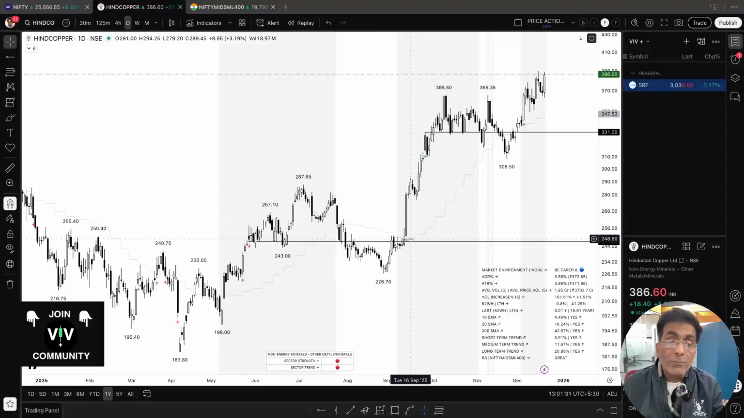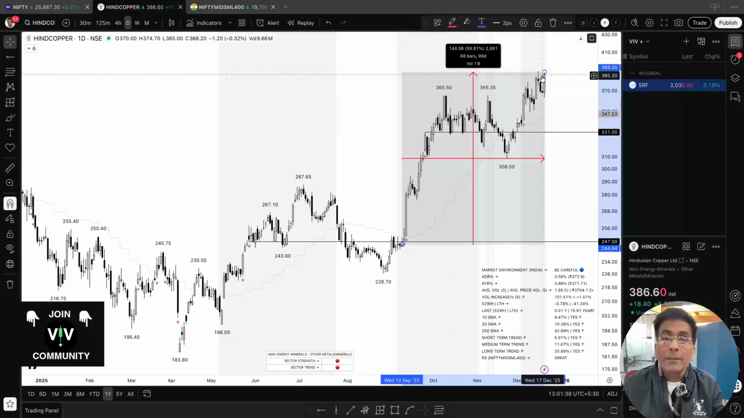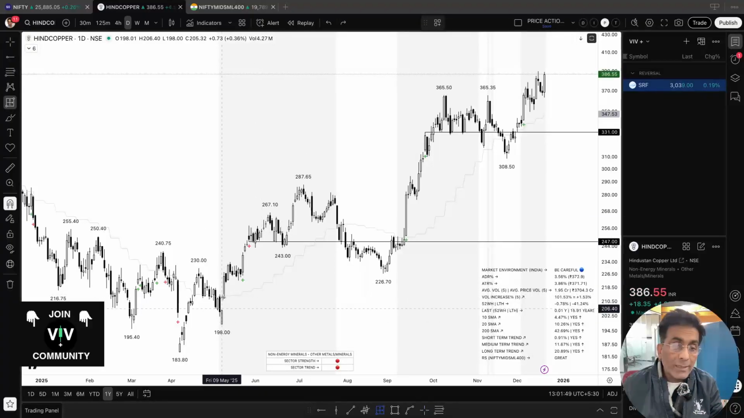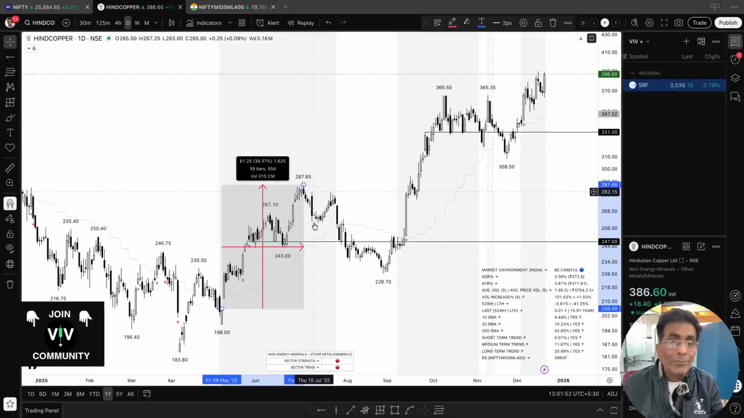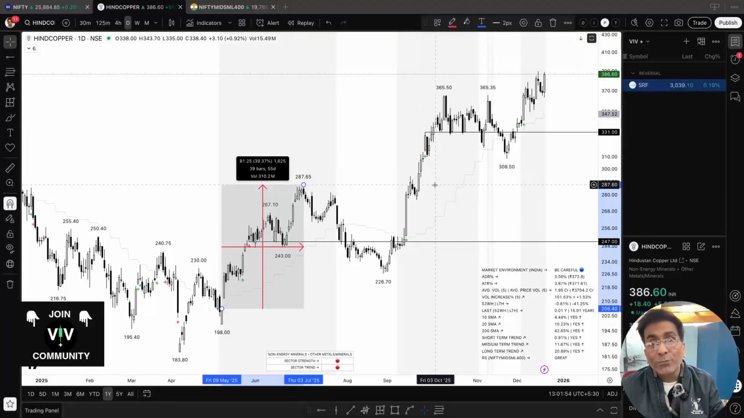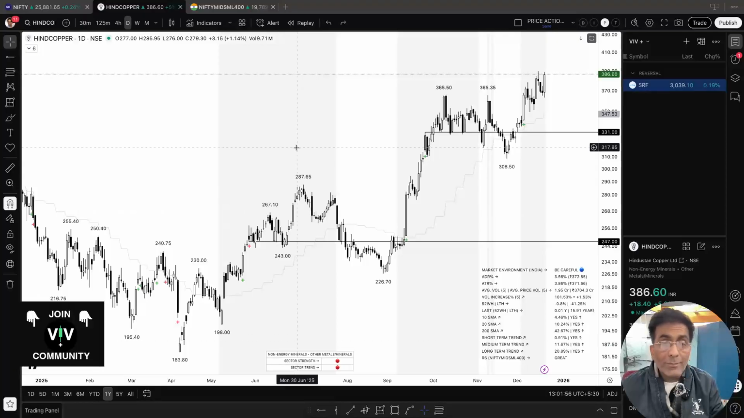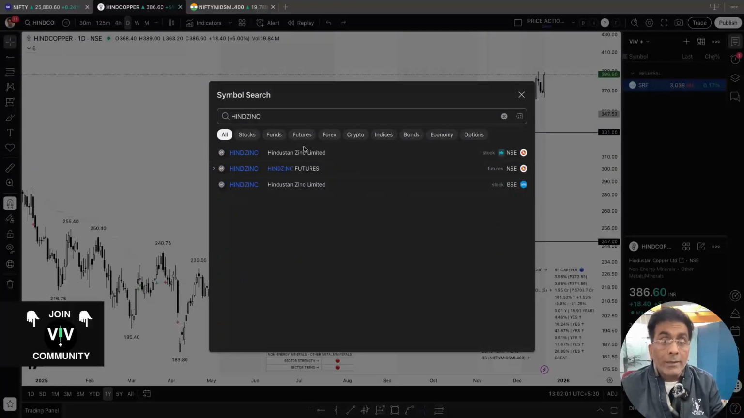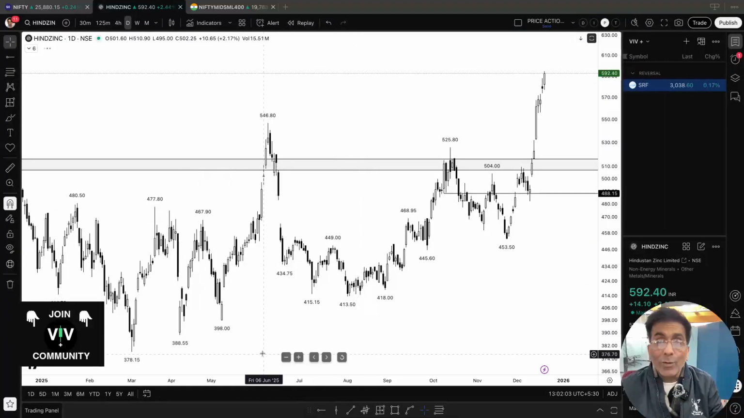But right now if you see Hindustan Copper, market is not bullish, but still it has already moved almost 58% in the last 99 days from this setup. And previously also, if you see here, almost a 40% move.